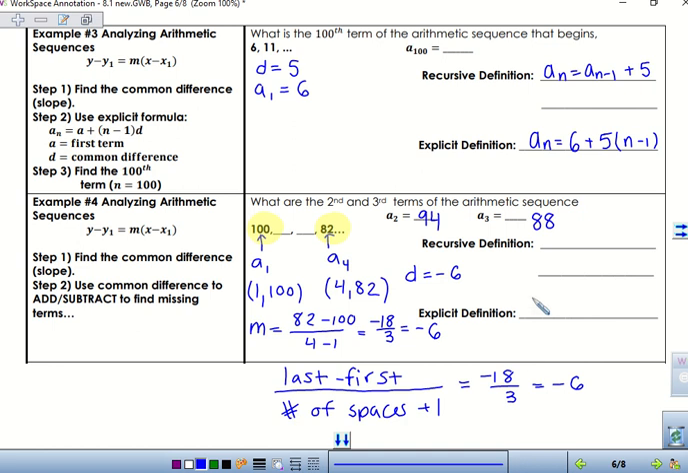Okay. So here's the recursive definition. a sub n is equal to a sub n minus 1 minus 6. And explicit is a sub n equals your first term minus or plus your common difference times n minus 1. And that's how you set up those two formulas every single time for arithmetic. So any questions about that? Alright, cool.